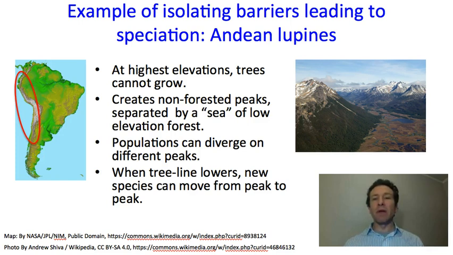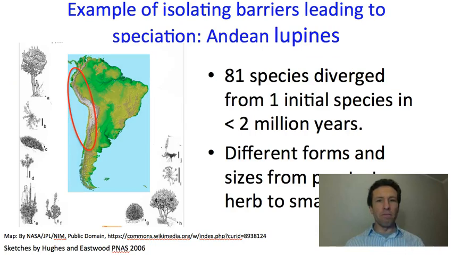So for this reason, mountain peaks and islands are 2 of the areas where we tend to get high speciation rates. To emphasize that, let's see what happened here in the Andes Mountains. With this particular group of lupines that we're talking about, and you can see pictures of some of the lupines here along the outside of our map, we got one initial species that diverged into a total of 81 separate species in a period of less than 2 million years. That is incredibly fast by evolutionary time. Oftentimes, we might only get one species diverging into 2 during this time period.